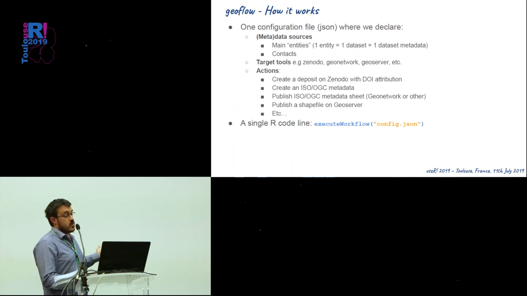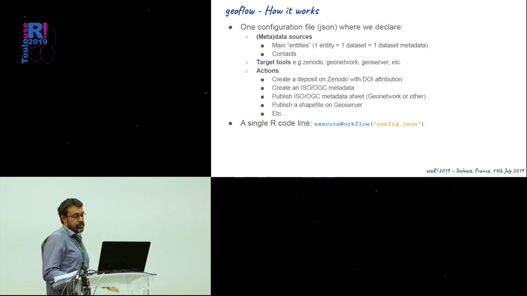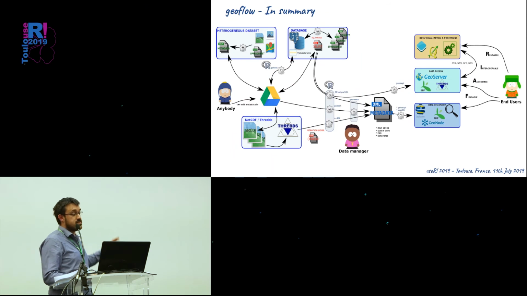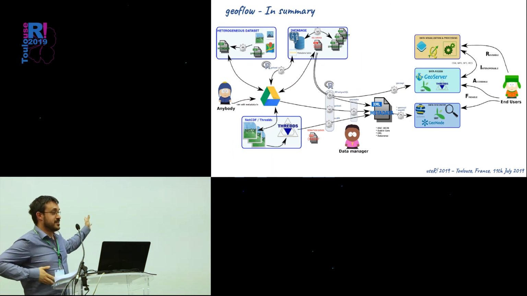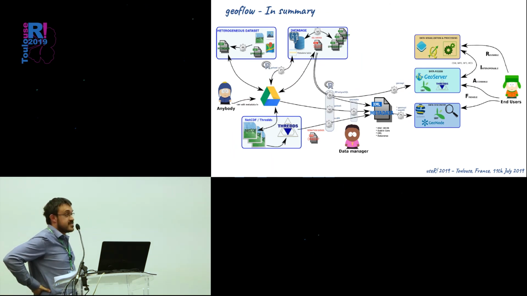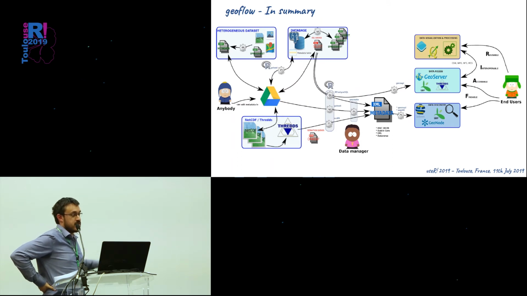And this is how it works, basically, to facilitate the work. We have only one command in R, which is execute workflow, and then you have one configuration file where you define your metadata tables, you define the target tools where you want to push data and metadata, and the actions you want to enable or not. So this is more or less what we have in geoflow, and this is what we try to summarize in one command line.